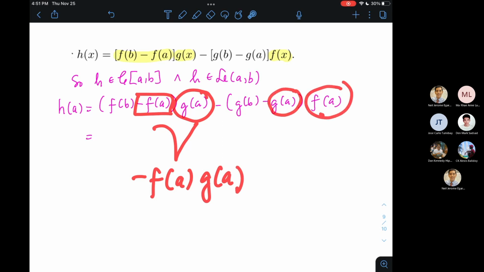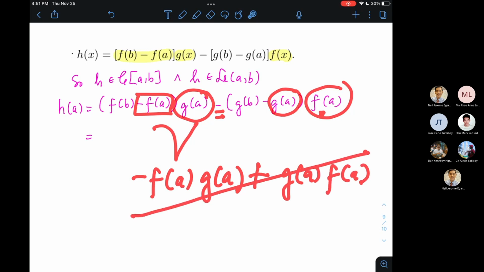Pag minultiply ko siya, magkakaroon ako ng negative G of A times F of A. But it is in the subtrahend. So I'll have negative, negative. So we will have plus G of A, F of A. So these two guys will cancel each other out, leaving us only with what?